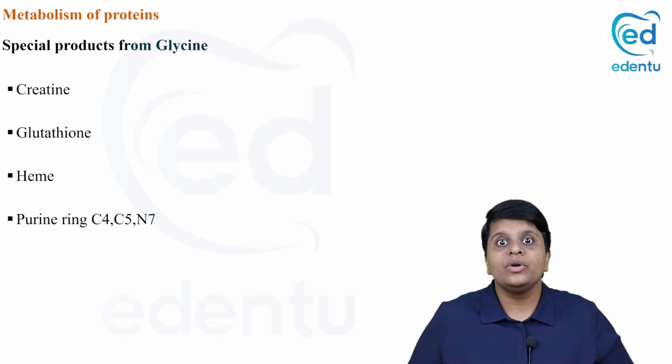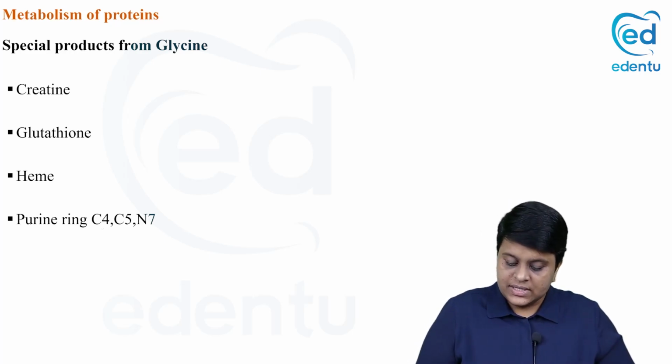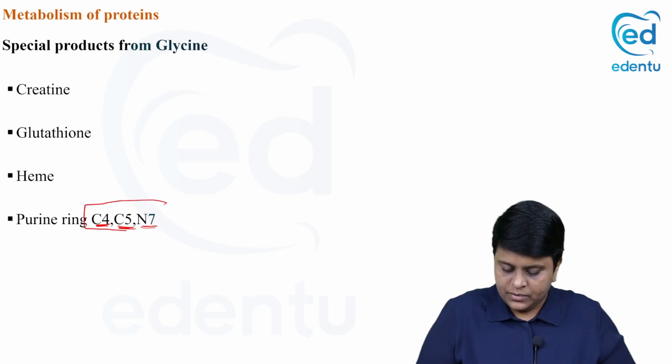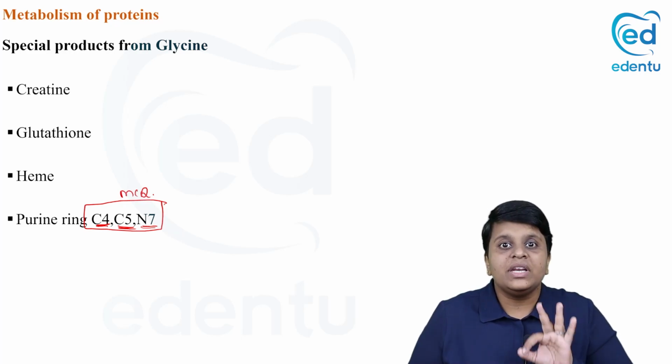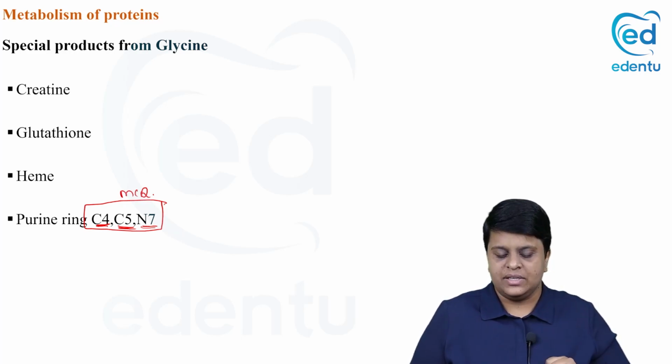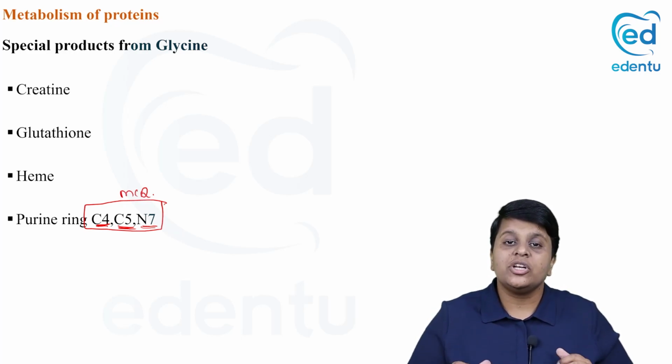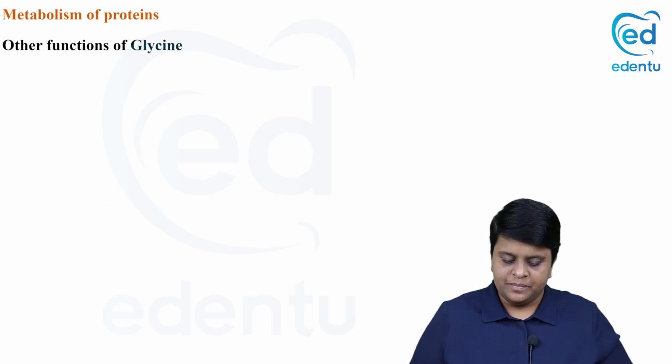Then you have the purines, adenine and guanine, necessary for DNA and RNA. The C4, C5 and N7 atoms come from glycine. This you need to know because it's an MCQ question. C4, C5 and N7. The purine ring has 9 atoms, out of which 3 atoms are contributed by glycine. So these are the various special products derived from glycine.